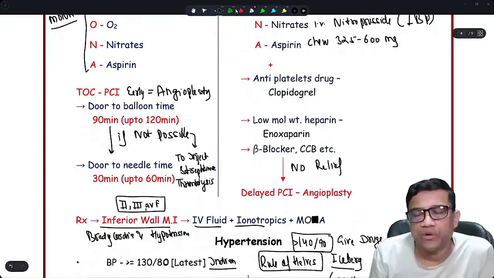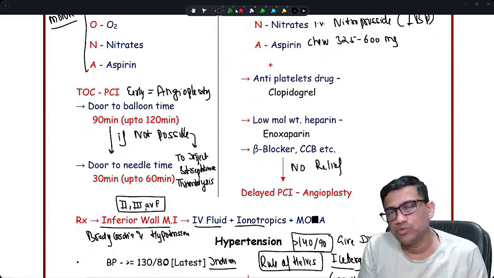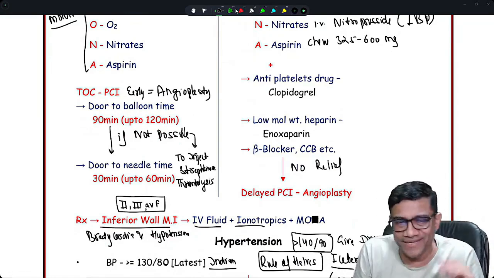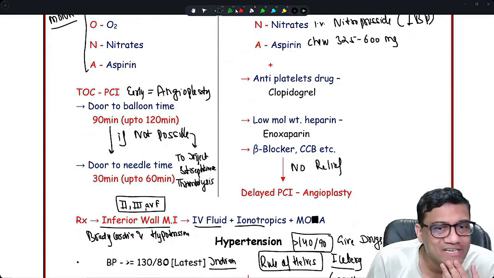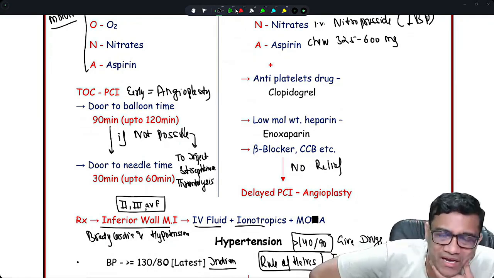And the door to balloon time, that is the time taken from the patient's house door till the insertion and inflation of the balloon, should be 90 minutes at best, and up to 120 minutes.